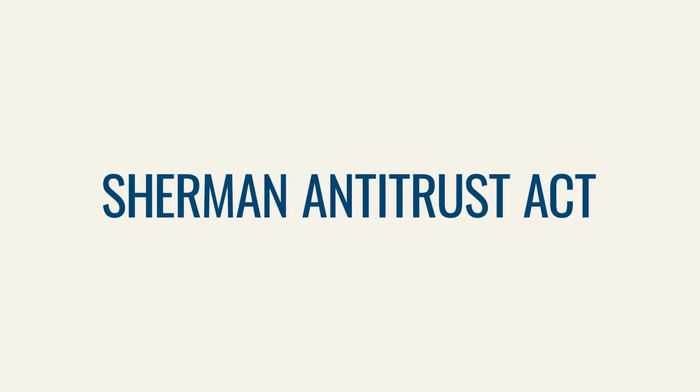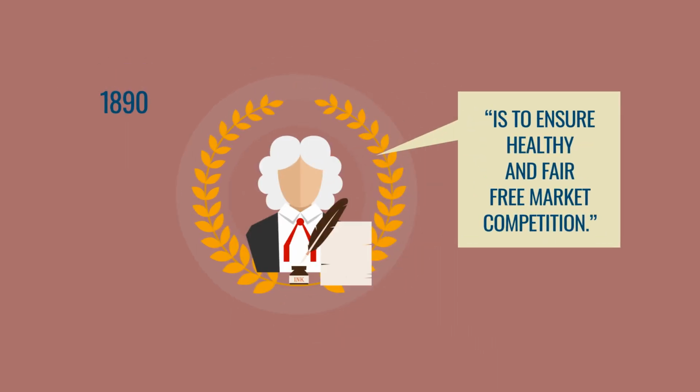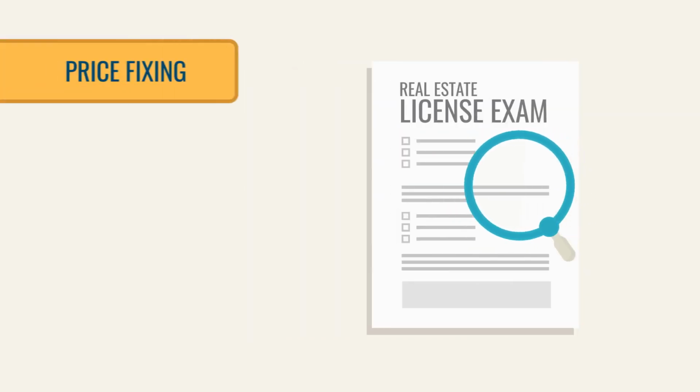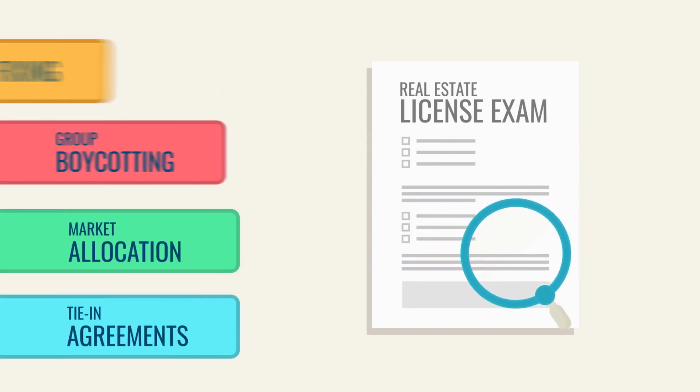The Sherman Antitrust Act is a landmark federal act passed by Congress in 1890. The core principle of the Sherman Antitrust Act is to ensure healthy and free market competition. Let's review the different types of antitrust violations: price fixing, group boycotting, market allocation, and tie-in agreements.